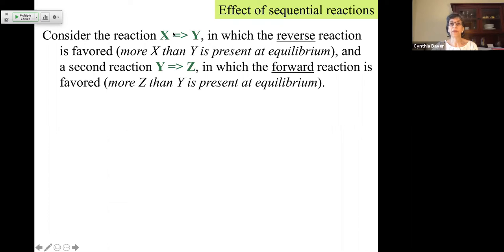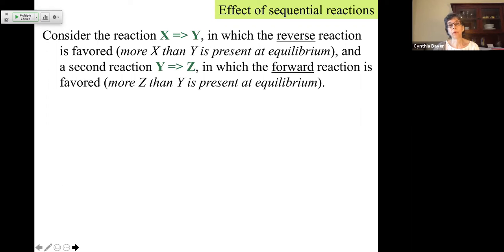So X to Y is the unfavored direction of the reaction. But let's say we also have a second reaction, and that Y is converted to Z. This reaction is favored in the forward direction. The spontaneous direction of this reaction is higher free energy Y to lower free energy Z. At equilibrium, we'll always see more Z than Y.